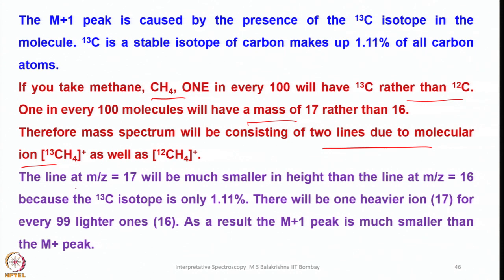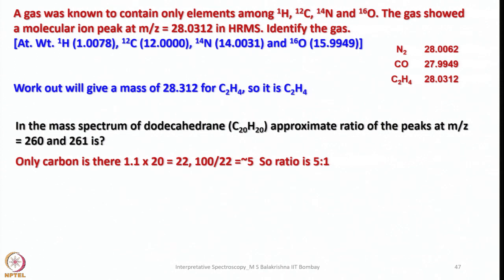The line at M/Z value of 17 will be much smaller in height than the line at M/Z value of 16, because the 13C isotope is only 1.11%. So there will be one heavier ion, 17, for every 99 lighter ones, 16. As a result, the M+1 peak is much smaller than the M+ peak. So why is the M+1 peak much smaller than the M+ peak? The M+ peak represents the isotope which is most abundant, whereas the other one is for the smaller isotope present in the molecule. So now, look into one problem here.